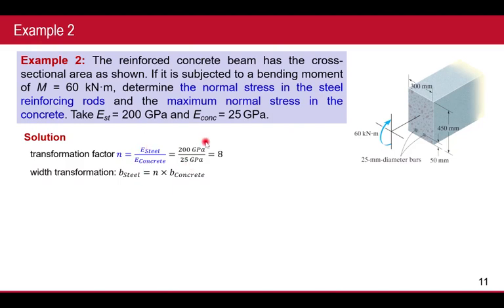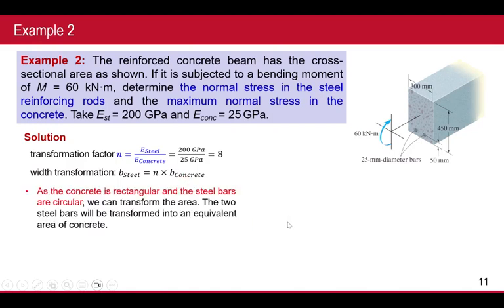So it's 200 gigapascal to 25 gigapascal, which is 8. Of course, for the steel, the width will be multiplied by n. Because the steel bar is quite small, we make a bigger one. So that's why we use n times b of the concrete. Then remember, because this time one is a circle and one is rectangular, we must consider the area. So from the beginning, this is from area. It's n sigma 2 dA. Sigma 2 n dA, that's what comes to A.